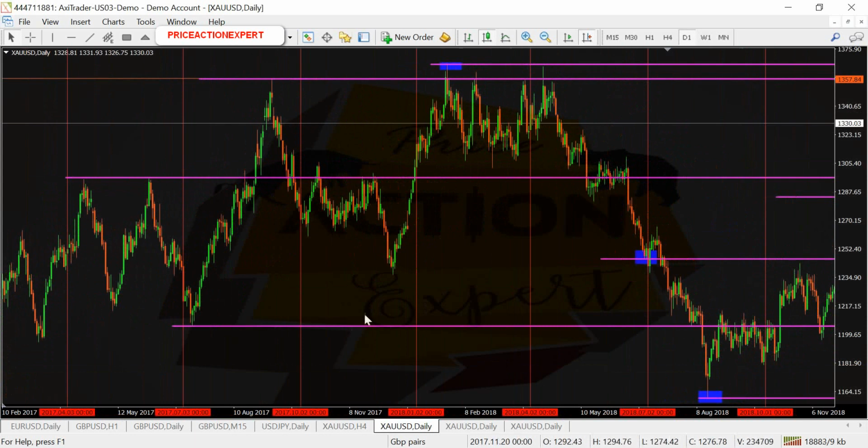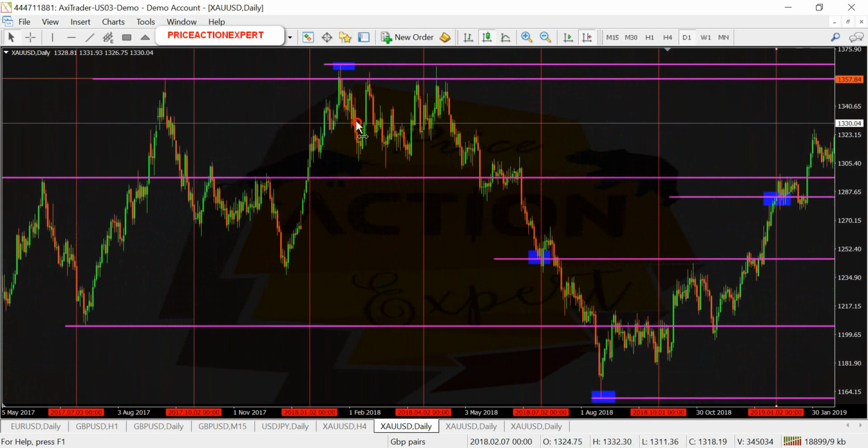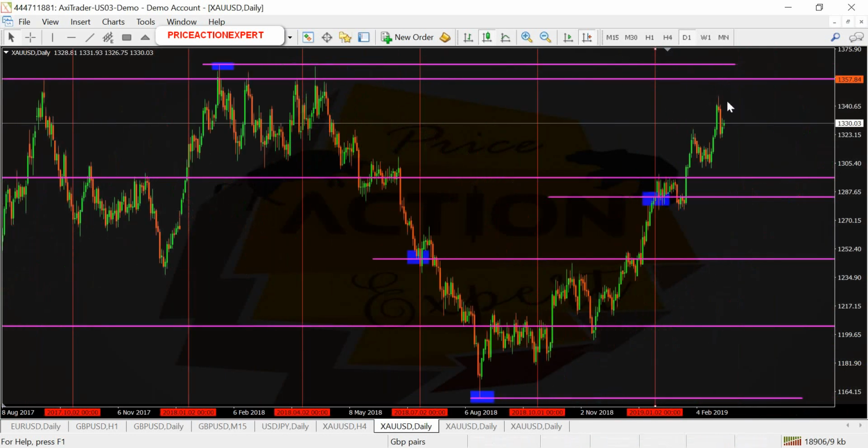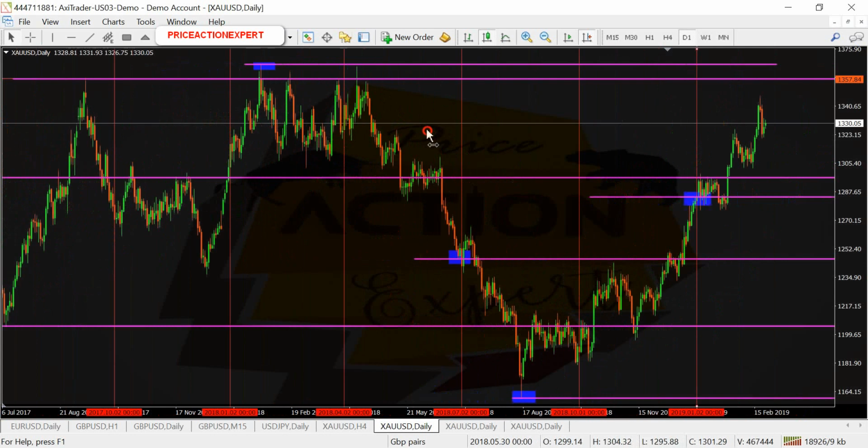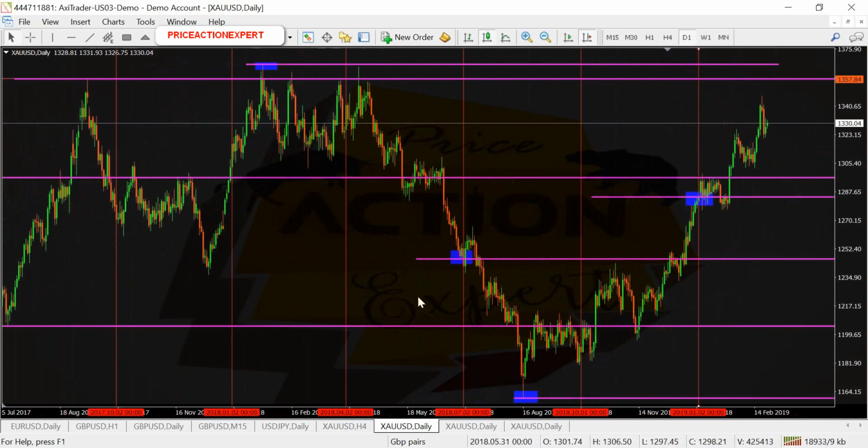See here, these are the highs and lows. Here also these are the highs. First we tried to penetrate, but it couldn't. Based on the 2017 highs, for the past 2 years it hasn't been able to break here. Now it's approaching here. Let's see what will happen in the future. So you should be clear on how to draw the high and low based on the historical highs and lows.